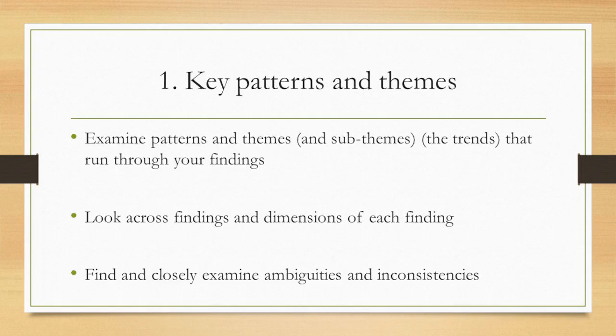Looking for emergent patterns is considered a first round of analysis, but Bloomberg and Volpe see it as important to look across findings and across dimensions of each of your findings. One result of analysis involves finding patterns, themes, and sub-themes. Another result of analysis involves finding and closely examining ambiguities as well as inconsistencies.